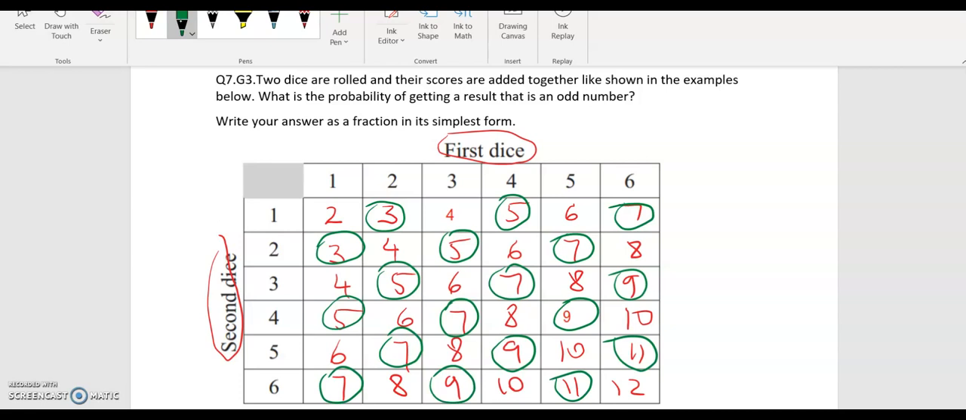So how many numbers do we have in total? That is 6 times 6, that is 36. So half of them, so 18 out of 36 are odd. So the probability is half, or 0.5, or 50%.